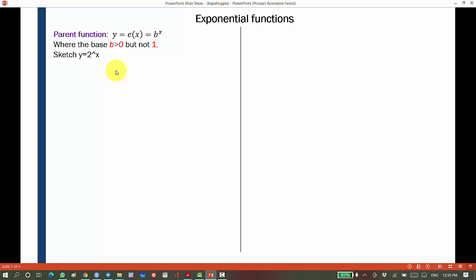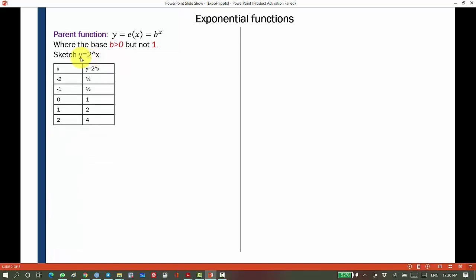Let's start with a very simple parent function. y is equal to 2 to the power x. Remember that 2 is the base, which is bigger than 1. To sketch the graph, we give some values to x and find the corresponding y values, starting from minus 2, minus 1, 0, 1, and 2, and finding the corresponding y values.